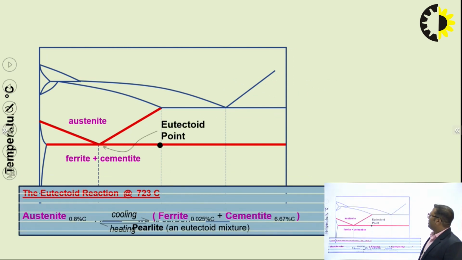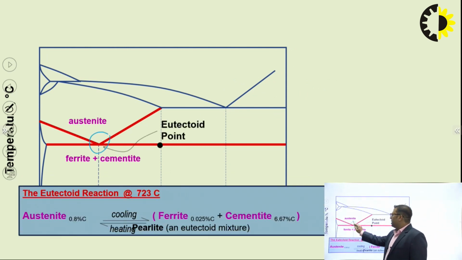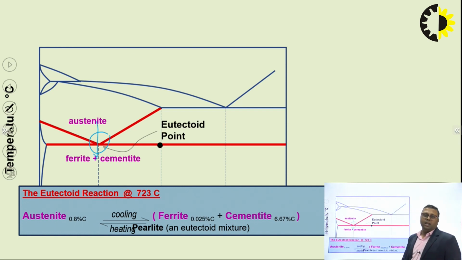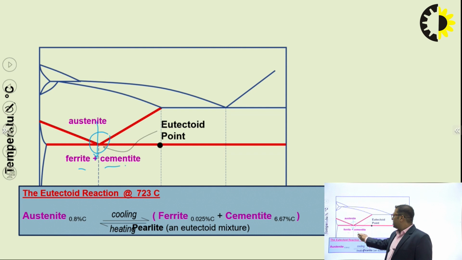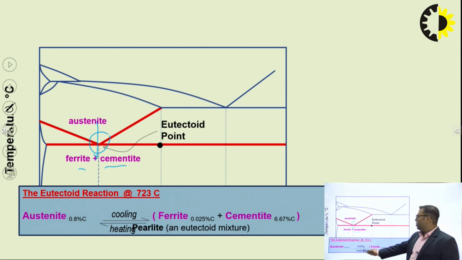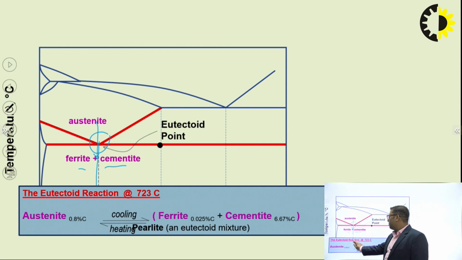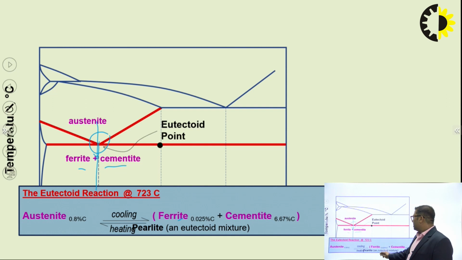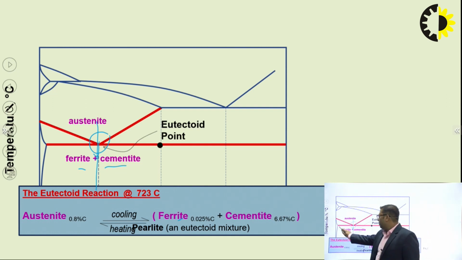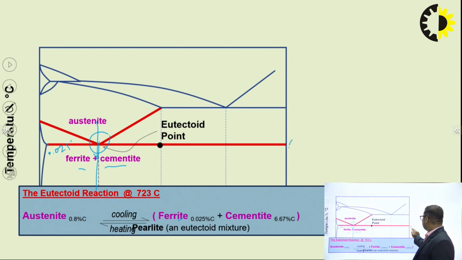Then the third invariant reaction is the eutectoid reaction, in which austenite converts into pearlite. Pearlite is ferrite plus cementite. Austenite carbon percentage is 0.8%. On cooling it converts into ferrite, whose maximum carbon solubility is 0.025%, and cementite, 6.67%. So this reaction is known as the eutectoid reaction, or eutectoid mixture, combining this ferrite and cementite.